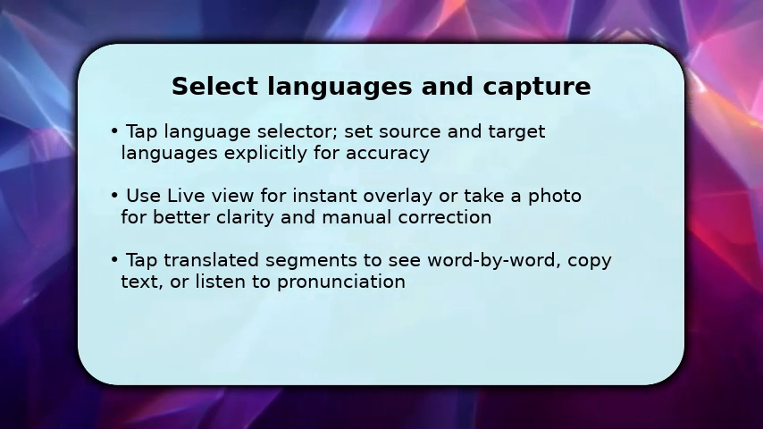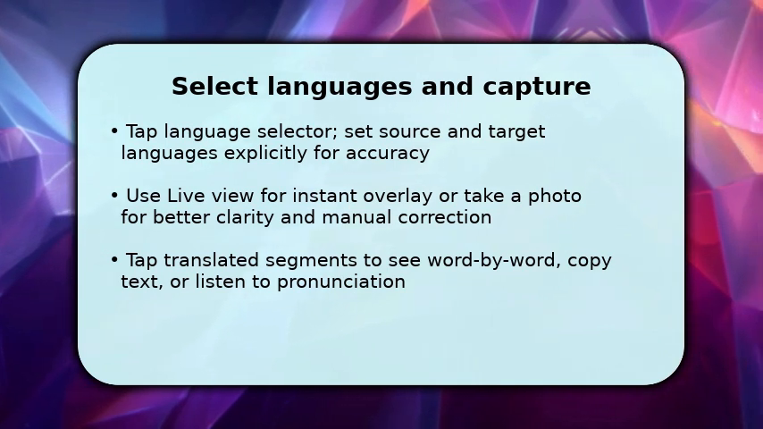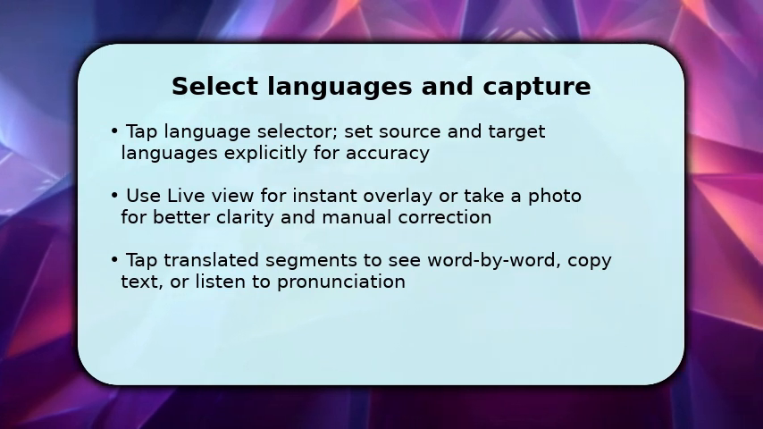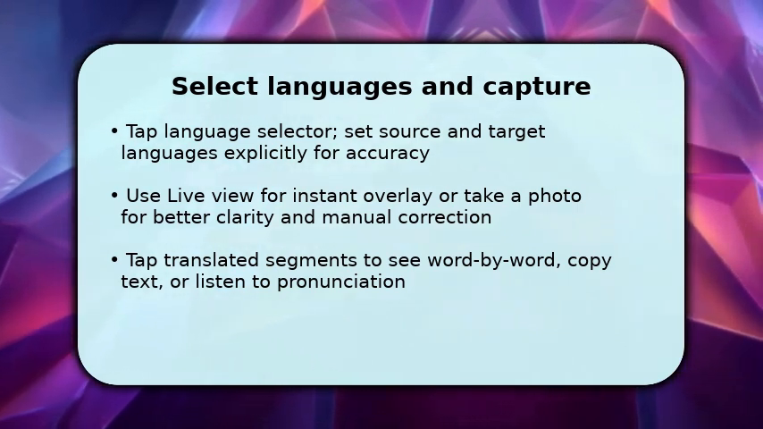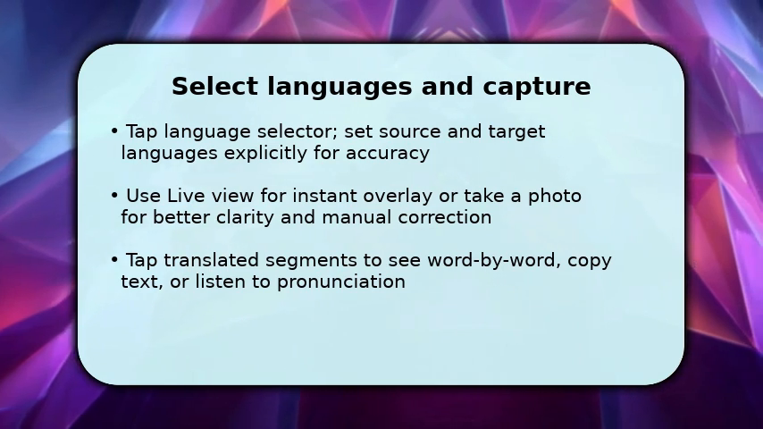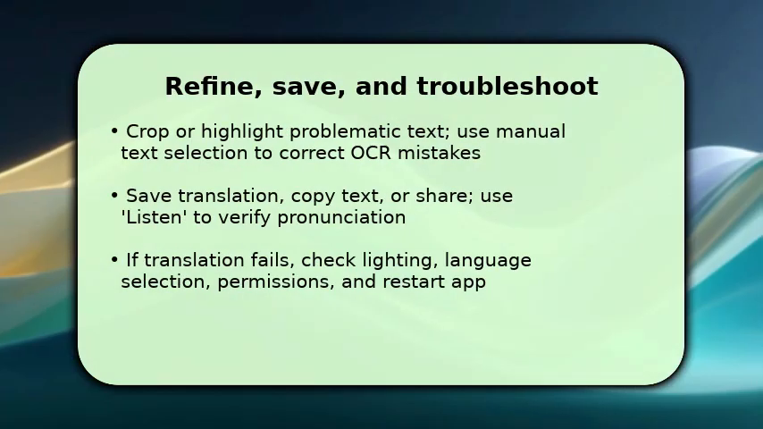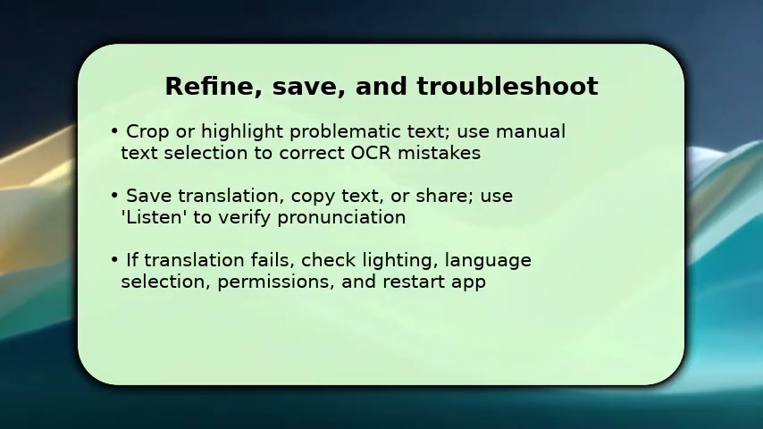Once captured, tap Translated Segments to reveal word-by-word matches, copy translated text, or play audio. This step gives you control and improves translation quality. To finish, refine the output by cropping the photo or manually selecting lines that misread. This corrects OCR and yields cleaner translations.